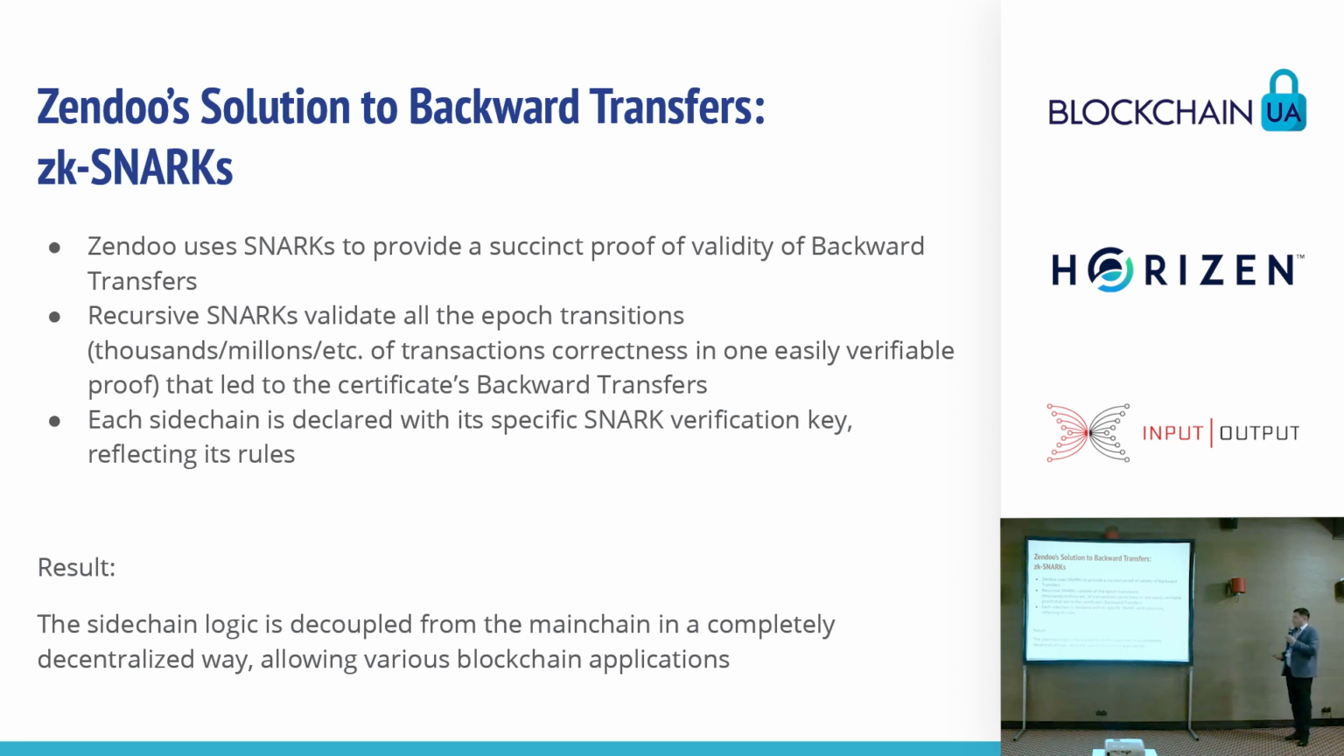Okay, so each sidechain has its own specific SNARK verification key and special proving scheme that reflects the rules of the specific sidechain. So as a result, sidechain logic is fully independent from main chain logic. Moreover, the main chain should not know anything about the sidechain. The main chain knows only the SNARK verification key, and that's enough to provide security.